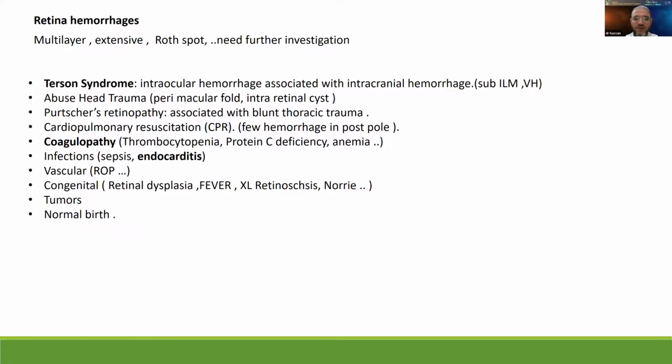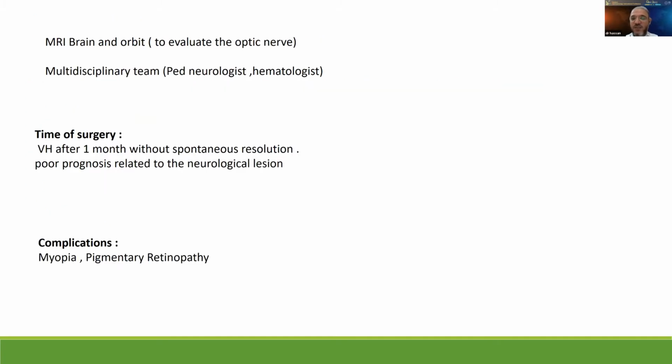Before discussing this case, I want to say that retinal hemorrhage is very common for us in the NICUs, and it's multi-layer, generally extensive with Roth spots. Here we go for further investigations, and it was diagnosed as Terson syndrome, and there is a differential diagnosis. We should go on with this, and the most important thing here, if we go for MRI for the baby, is to include the orbit and request it to evaluate the optic nerve.